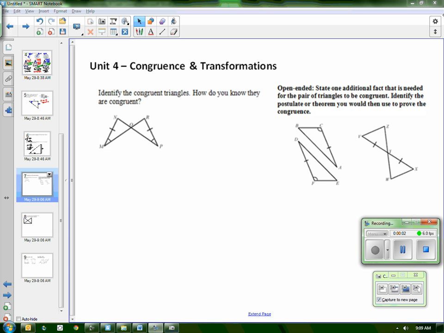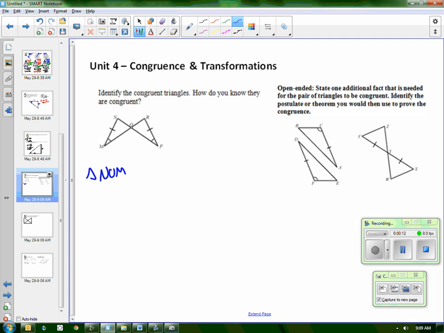Alright, the second unit we did was congruence and transformation. So we started off with some proofs. Identify congruent triangles. Well, let's see. I can say triangle NOM is congruent to triangle ROP. NOM and ROP are congruent by angle, side.